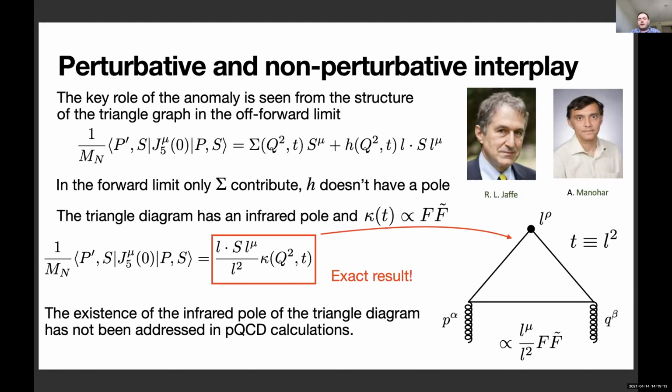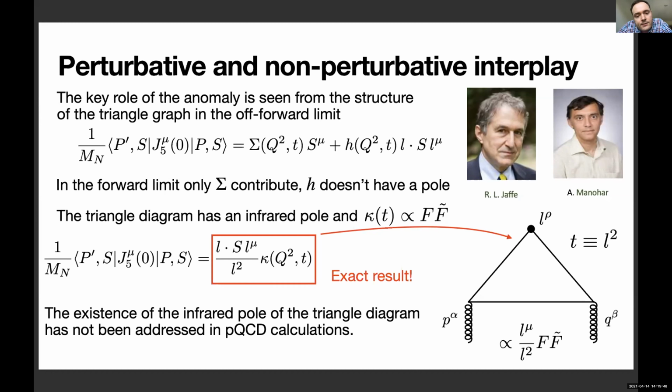And it is well known that if you do this calculation carefully, you can find that the triangle diagram actually has a pole. So the structure of the triangle diagram is L mu divided by L squared, and it's proportional to the F F dual, which is kappa in this equation. And the important thing is that this result is exact. You get this result if you don't do any kind of approximations, you just exactly calculate the triangle diagram, and then you exactly reproduce the pole L mu divided by L squared.